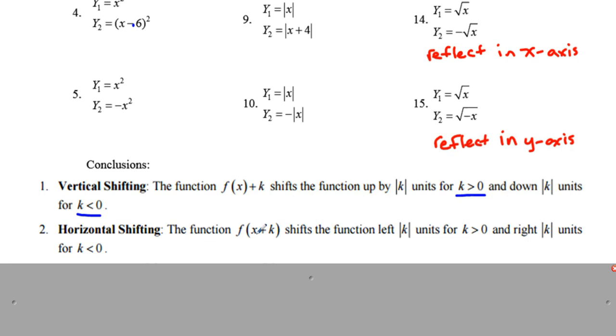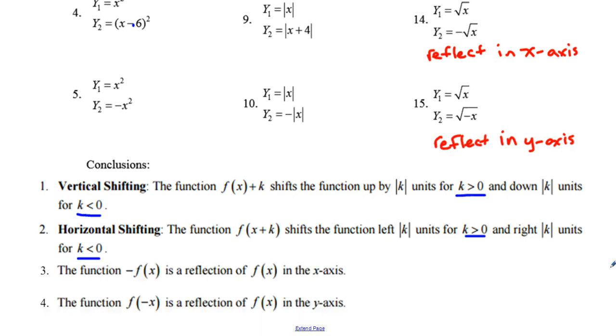For your horizontal shifts, we said everything inside the function shifts you left and right. So if I have a plus or a minus inside the function, it's going left and right. Left, if k is positive; we said that's counterintuitive. Right, if k is negative; we said that's counterintuitive from what we might have thought. Play the recording when you've got that written down.